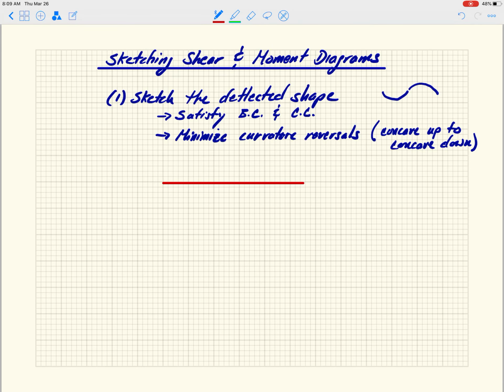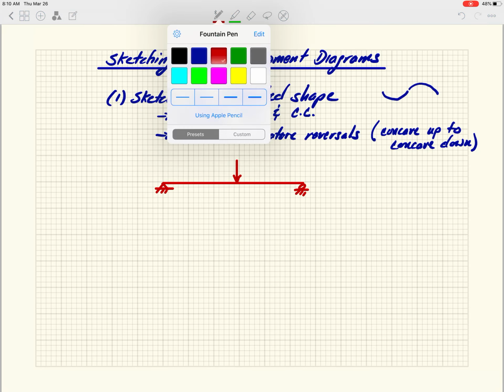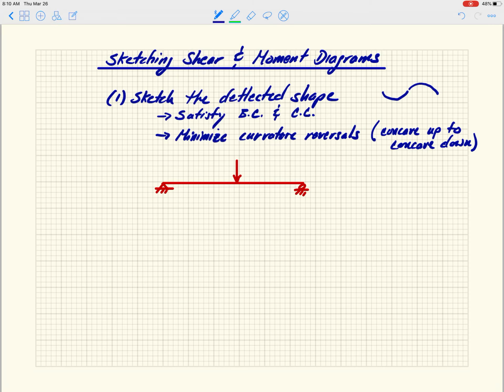So if we do just a really simple example, and maybe I'll apply a downward force, if I'm going to draw the deformed shape in blue here, it's going to look something like that, right? Now you all hopefully know that we have compression on the top and tension on the bottom, and that's going to be really important because the deformed shape shows us which side the moment diagram is going to be plotted on, right?